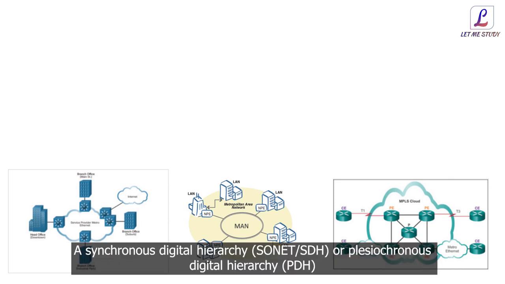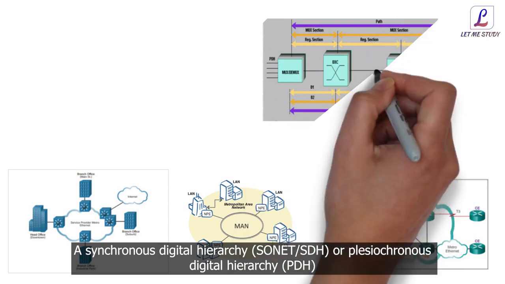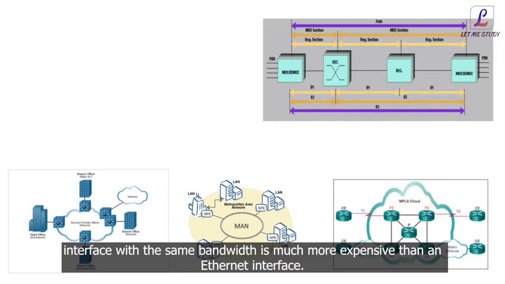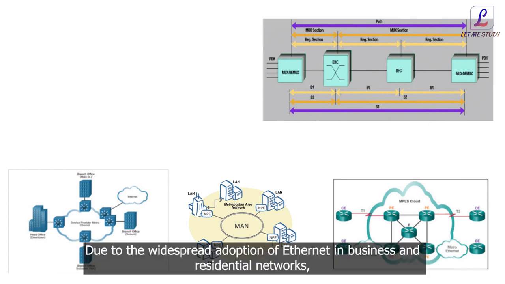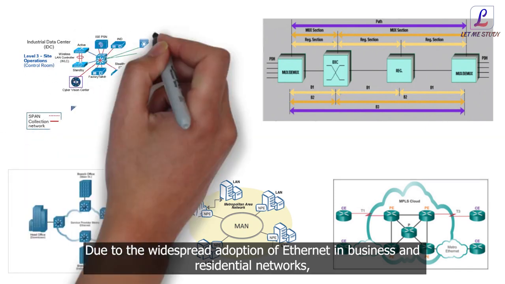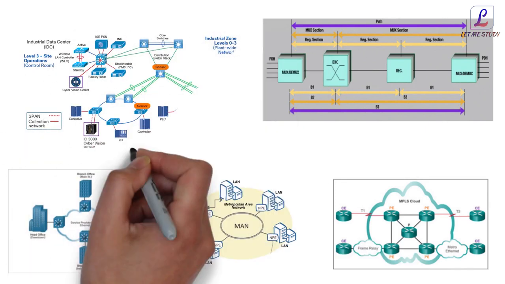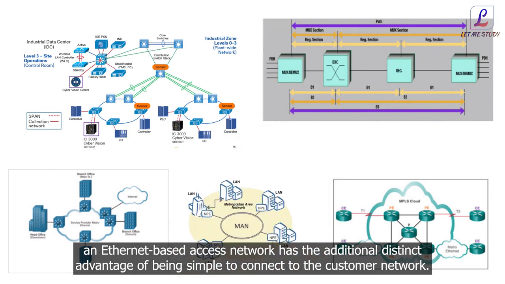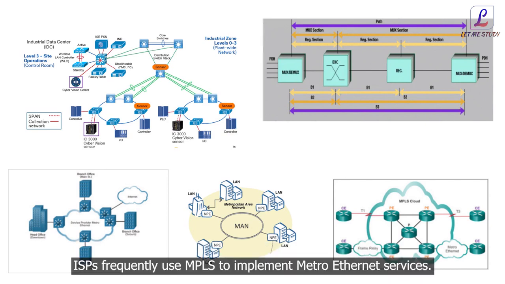A synchronous digital hierarchy, SONET/SDH, or plesiochronous digital hierarchy, PDH, interface with the same bandwidth is much more expensive than an Ethernet interface. Due to the widespread adoption of Ethernet in business and residential networks, an Ethernet-based access network has the additional distinct advantages of being simple to connect to the customer network. ISPs frequently use MPLS to implement Metro Ethernet services.